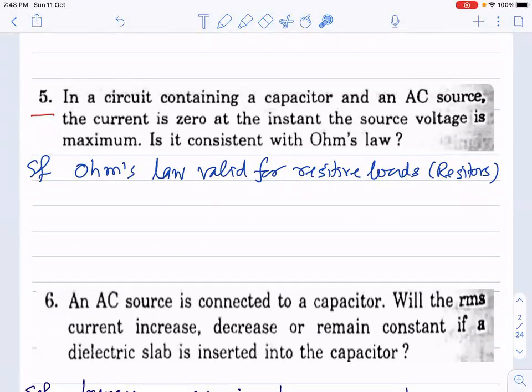In a circuit containing a capacitor and an AC source, the current is 0 at the instant the source voltage is maximum. Is it consistent with Ohm's law? Ohm's law is valid for resistive loads only. For resistors, it is valid. For capacitive load and inductive load, it is not valid. So it is no question of consistency with Ohm's law here.